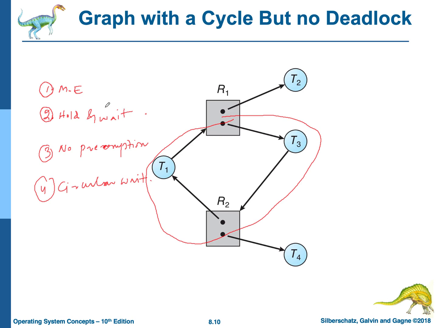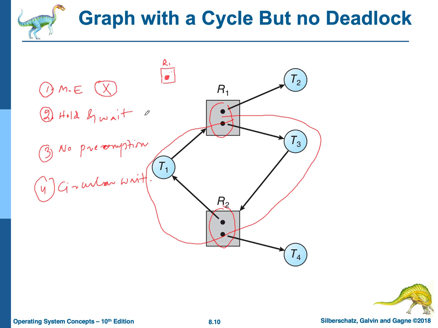Now we see that mutual exclusion. Is there any mutual exclusion? We have two resources, so we can say that mutual exclusion is not there, right? If we have more than one resource, then there is no mutual exclusion. Mutual exclusion is when only one instance of a resource is available. But if we have multiple instances of any resource, then there is no mutual exclusion. So the first condition went wrong. It means that there is no deadlock.